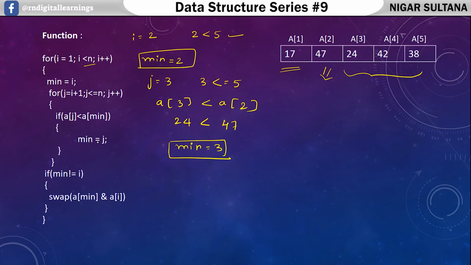When I initialize the value of min, then increment j. J value will be 4. Is 4 lesser than or equal to 5? It's true. If it is true, check the if condition. A of 4 lesser than A of min. Min is 3. What is A of 4? A of 4 is 42, lesser than A of 3, which is 24. Is it true? No, it is not true.